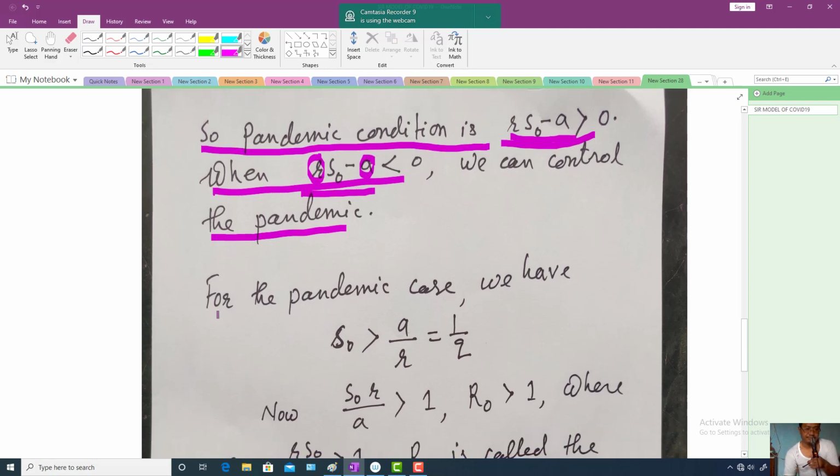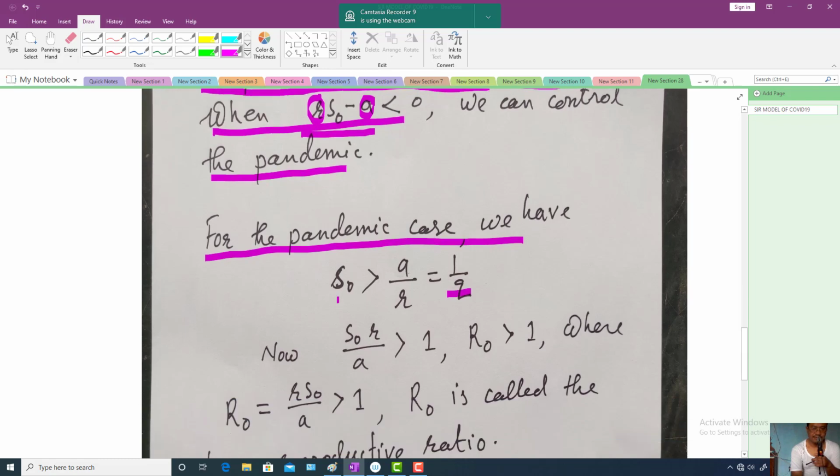Okay, so let us see. For the pandemic case, what happened? From here, after simplification, S naught is greater than A by R. So if S naught is greater than A by R, the pandemic case happens. That means this is going to be positive. Let us put A by R as a more simplified constant, 1 by q. Then q will be R by A. We call q the contact ratio.